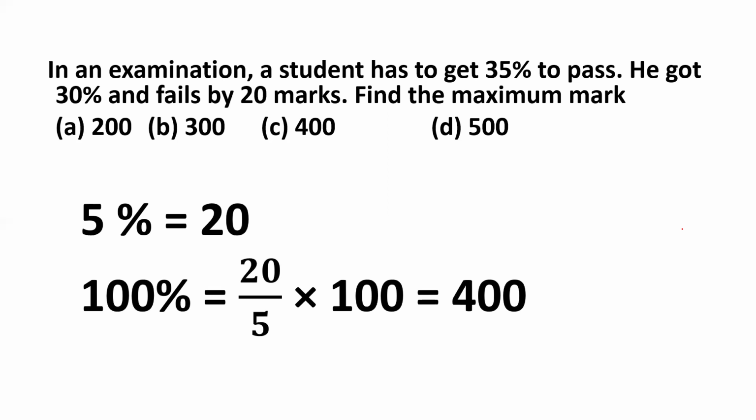I hope it is understood. No need to write that 20 upon 5 into 100. Directly we can find 5% is equal to 20. And 100% is equal to 20 times of 20, that is equal to 400.